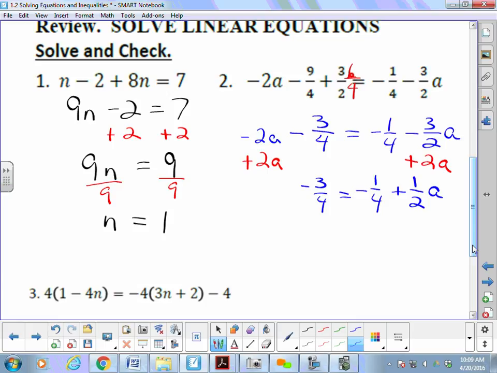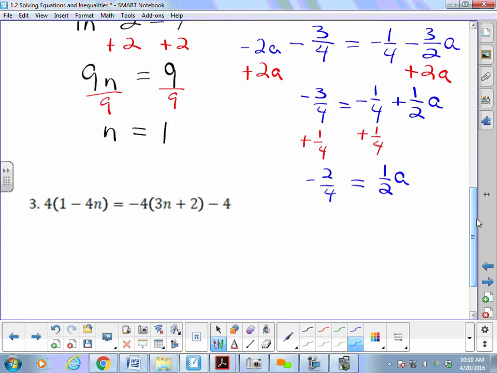What's our next step then? We simplified it so we just have one variable in our equation. Now we want to get the constants together. So we're going to get rid of this negative 1/4 and add 1/4 to both sides. Negative 3/4 plus 1/4 is negative 2/4, which is the same as what? Negative 1/2, right?